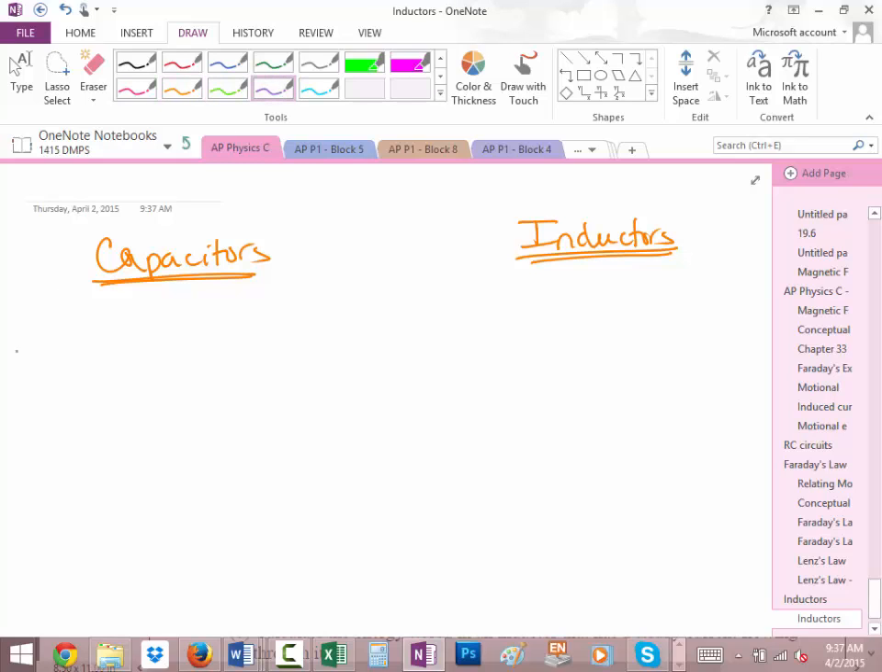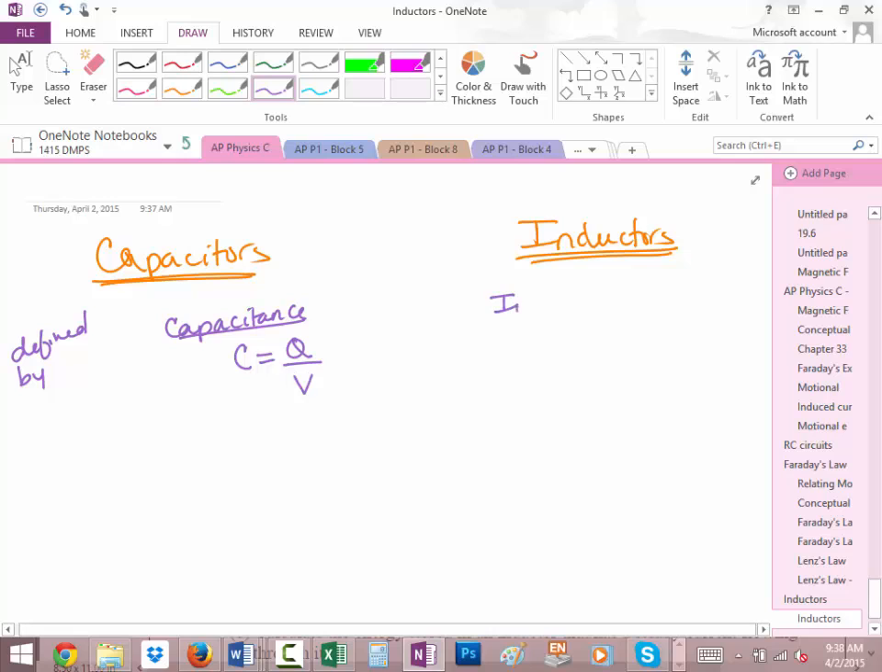Capacitors are defined by their capacitance, and perhaps you remember that C is equal to Q over V. It's the charge to voltage ratio. Inductors are defined by their inductance, L, which again is the flux to current ratio. Wasn't capacitance also epsilon naught? Yeah, and we're going to get there. Yes, we're going to get there in just a second. Hold on to that.